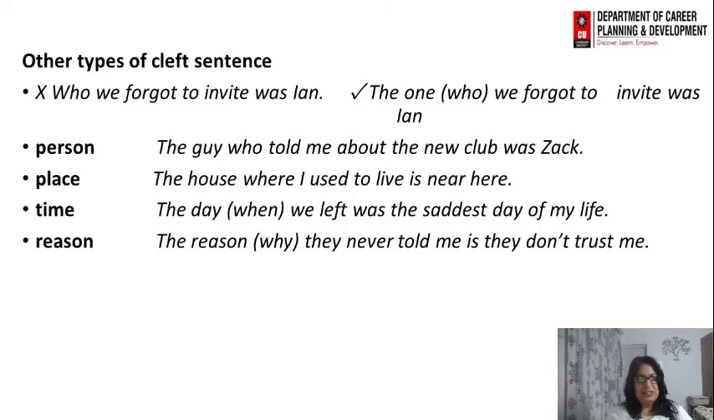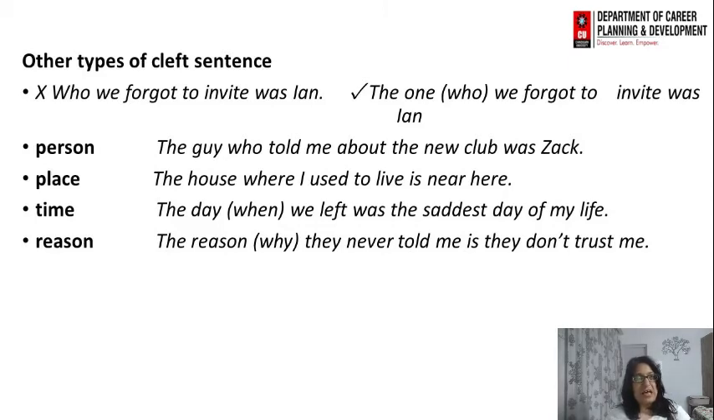So let's look at the person. The guy who told me about the next club was Zach. Here the person we are referring to is Zach. Let's have a reference to the place. The house where I used to live is near here. So house is the place where I used to live, right? Time. Let's have a reference to time. The day when we left was the saddest day of my life. So the day is the time that I left home.